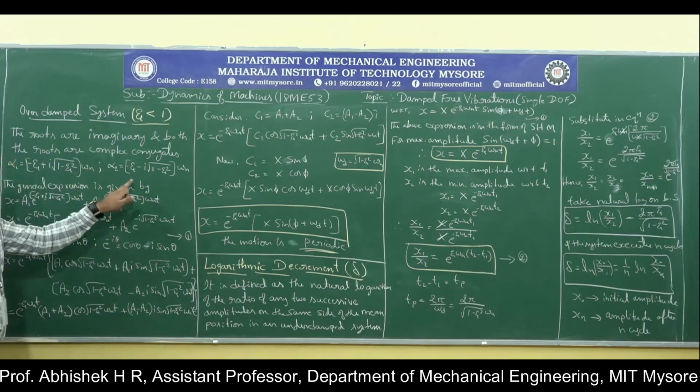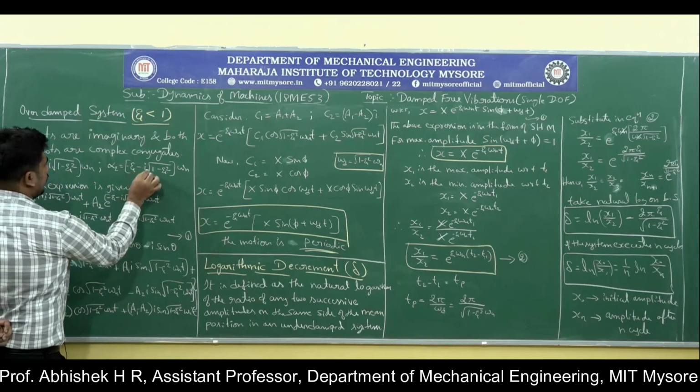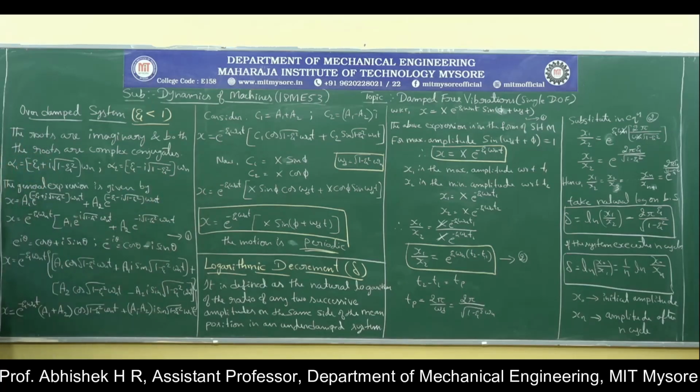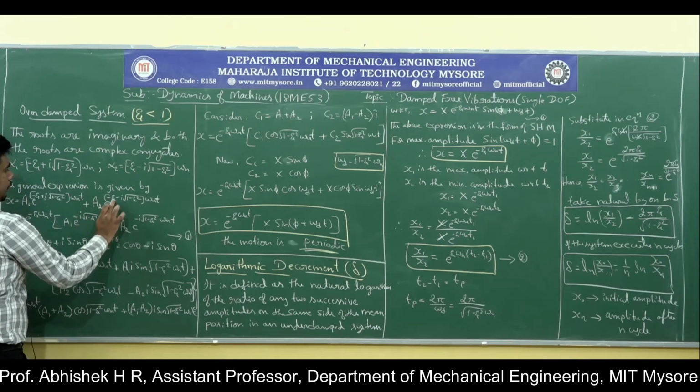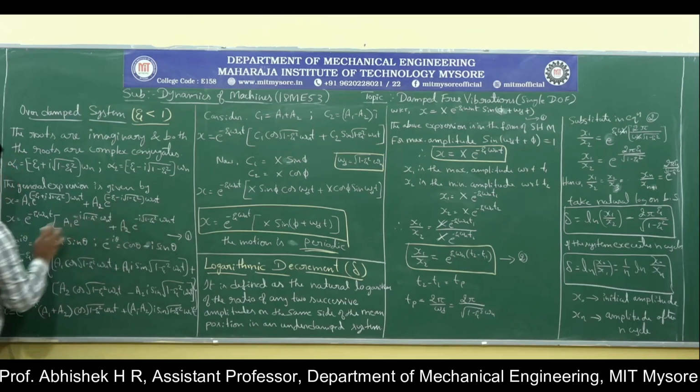In place of alpha 1 and alpha 2, write the given roots, that is alpha 1 is minus zeta plus I into square root of 1 minus zeta square into omega n, and alpha 2 is minus zeta minus I into square root of 1 minus zeta square into omega n. After this step, we will get the common factor e to the power of minus zeta into omega n into t. Just take out the common factor outside.